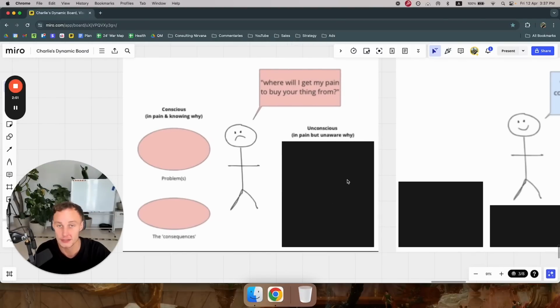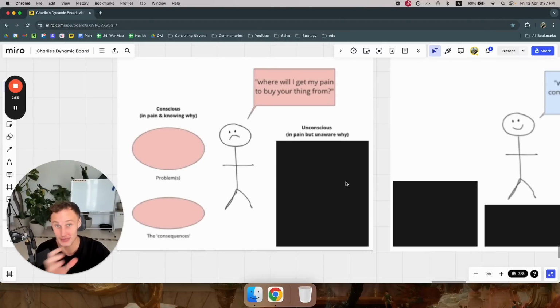The second place we can look at in the prospect's mind to get pain to actually leverage someone to buy something is the unconscious mind.